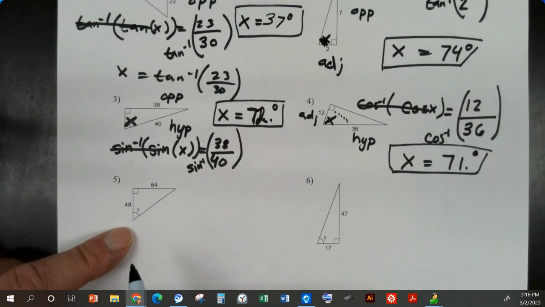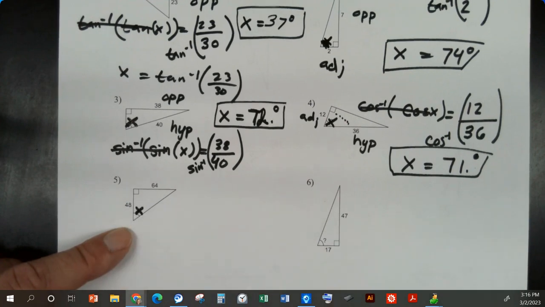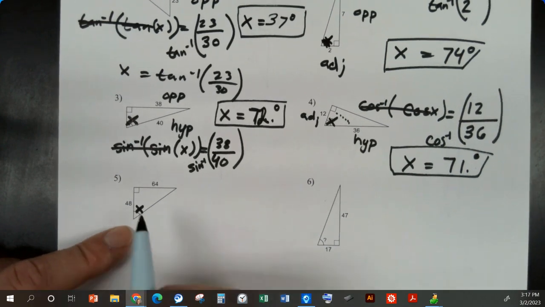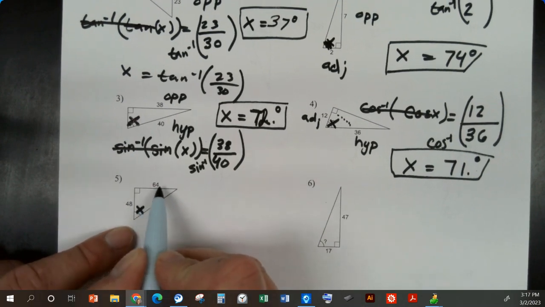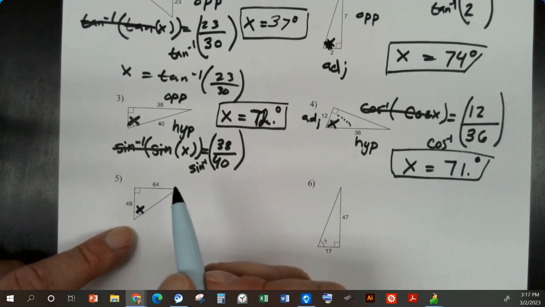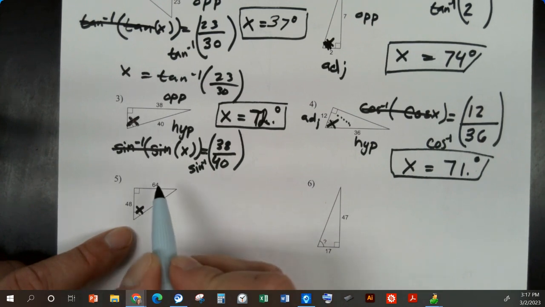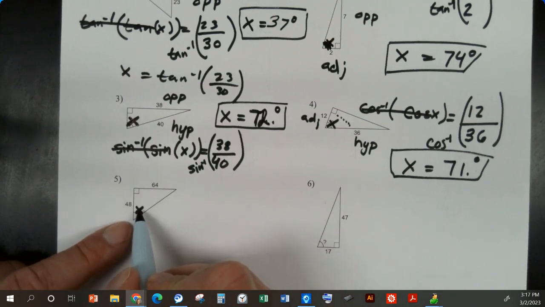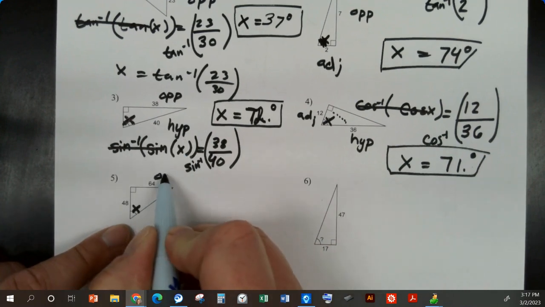Okay, number 5. We're going to label our angle. You can call it whatever you want. You probably don't want to put a number actually. Any letter. You could put like Z. I'm going to put X. All right, and then what's 64? What side would 64 be, Cash, related to this angle? It would be the opposite. Yeah, good, opposite.